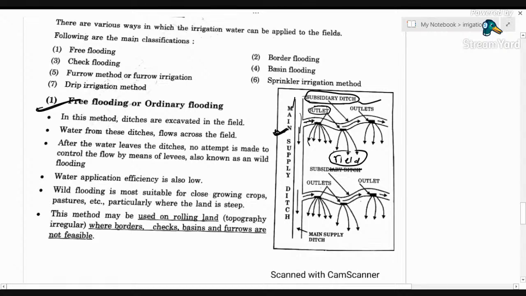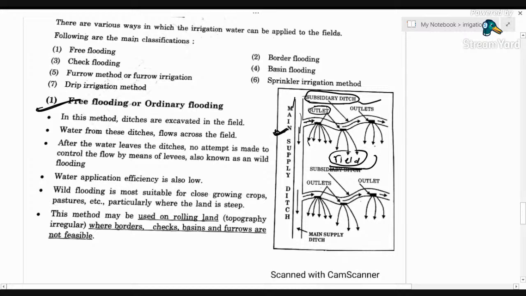Here, what is happening? We are not controlling the flow of the water supply. The water is not distributed uniformly throughout the field. We are supplying the water directly.